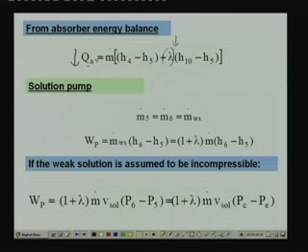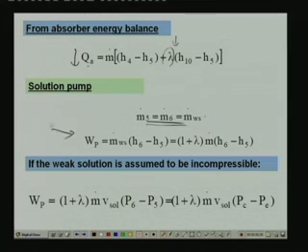Now we can also apply mass and energy balance across the solution pump. It is very easy. Only the weak solution enters the solution pump and leaves it. So m dot 5 is the weak solution entering the solution pump, and m dot 6 is the weak solution leaving the solution pump. So this is the mass balance. And what is the energy balance?